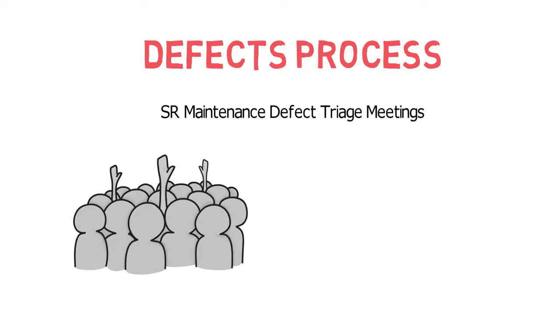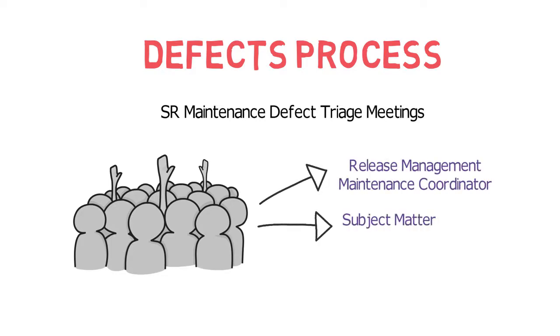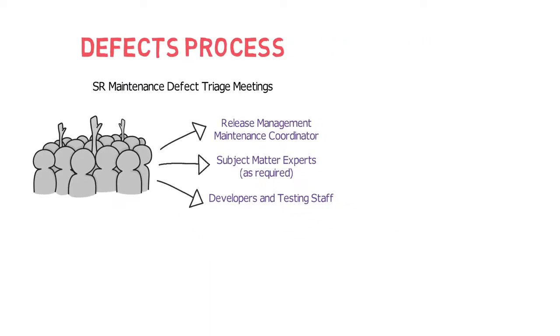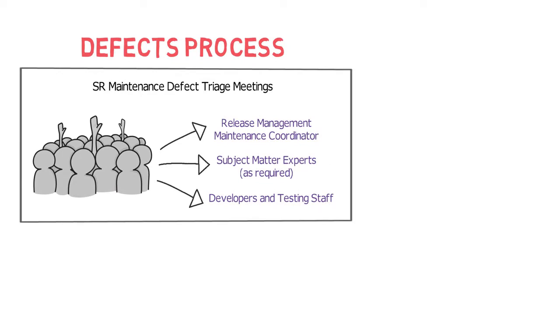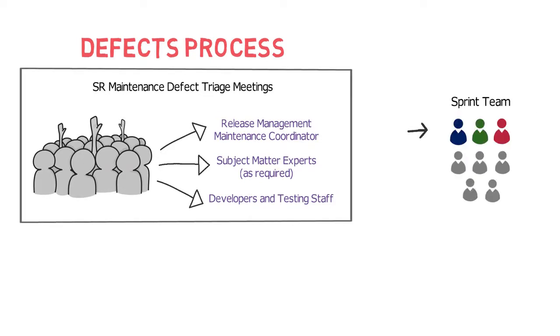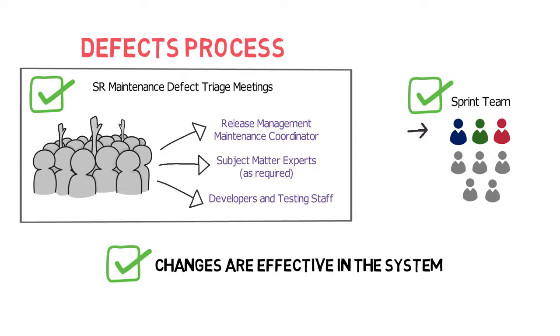Key participants in this meeting will include the Release Management Maintenance Coordinator, subject matter experts as required, developers, and testing staff. The defects identified during the post-release activities will be triaged and assigned to the corresponding sprint team that implemented the change. Sprint teams will resolve the defect and use the corresponding sprint development environment to test the changes before promoting to the iTest environment. Once all these activities occur, the code is deployed to the release and the changes are effective in the system.